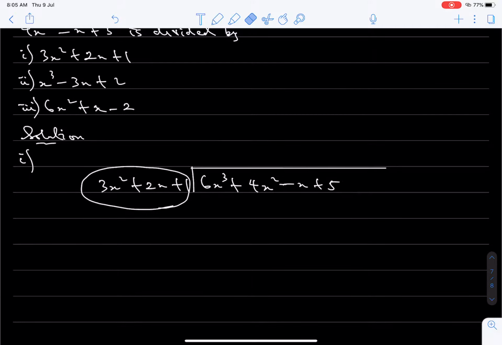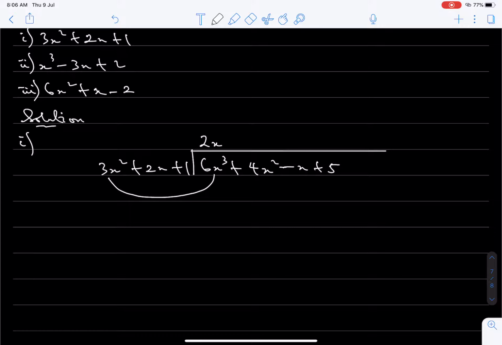So now this is how to do the division. We divide the first term of the dividend by the first term of the divisor. That means we are doing 6x cubed divided by 3x squared. That's going to be 2x. So whenever you get an answer, you multiply the whole of the divisor, which is 3x squared plus 2x plus 1, by that answer you have got. So now we are multiplying 3x squared plus 2x plus 1 by 2x.